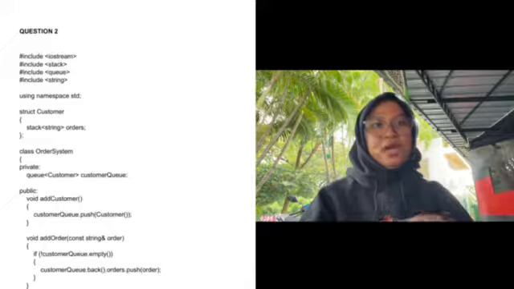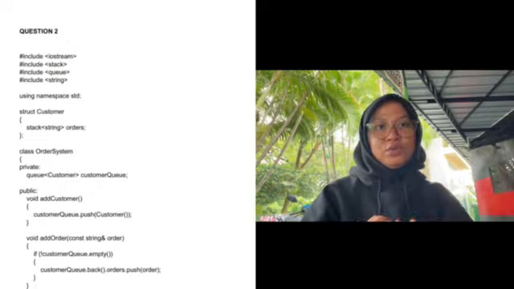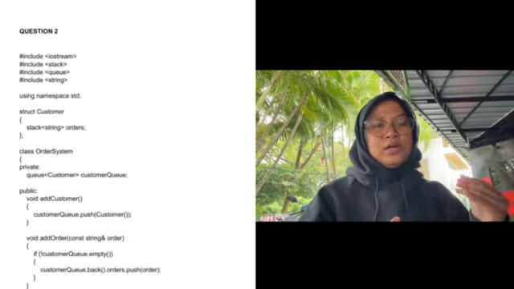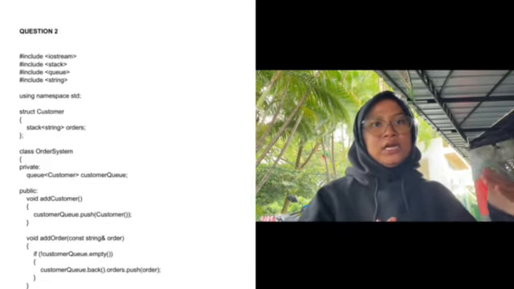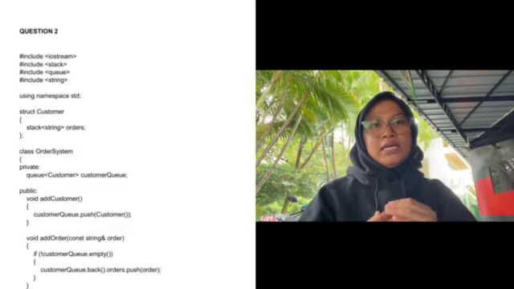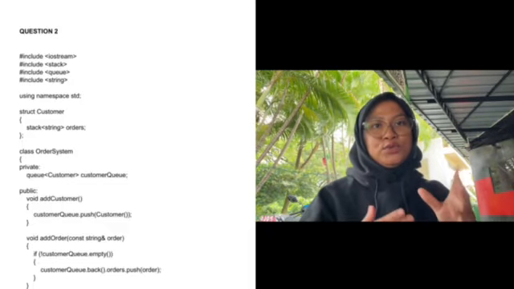Inside this class, we have a private queue named customerQueue, which holds each customer in line. Public methods to add customer, add order, and process order. Adding customer: the add customer function pushes a new customer to the queue.